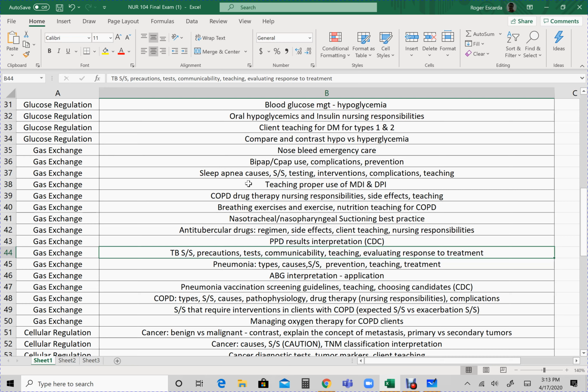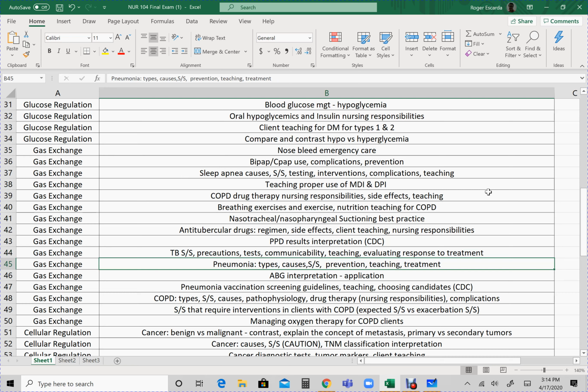Testing, which is covering PPD already, but we do have other tests, especially if the patient had a history of receiving the BCG. Communicability, meaning when is the patient contagious, or it could also be when is the patient no longer contagious. Teaching regarding that, and how do you know if the treatment is working? So that's evaluating response to treatment.